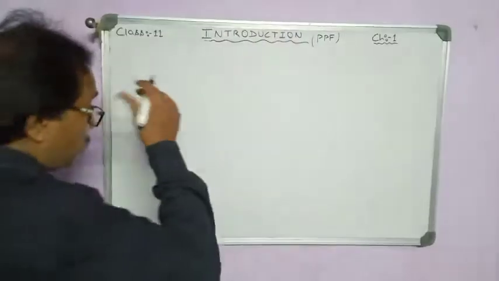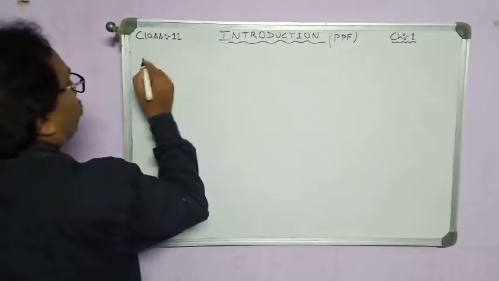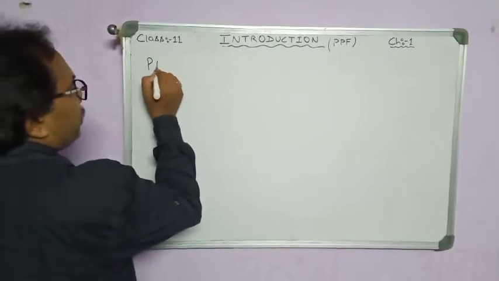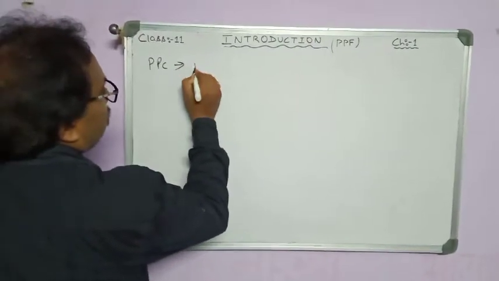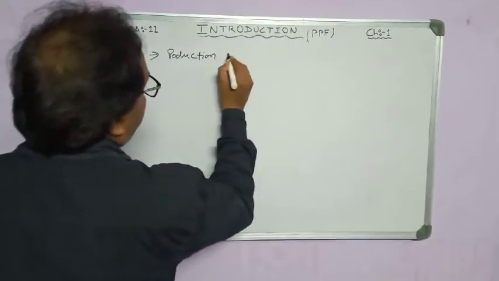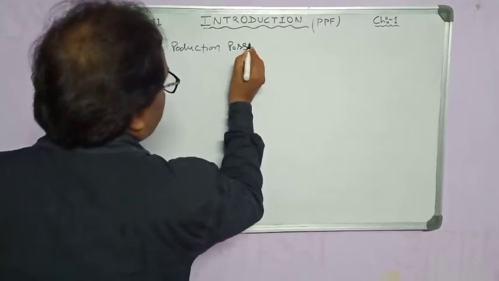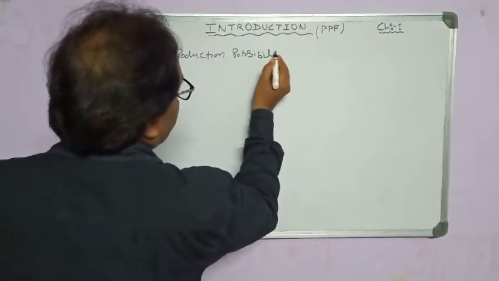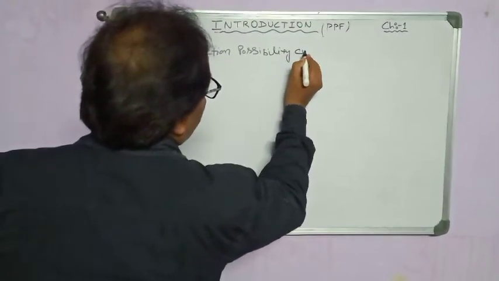Okay, PPF, production possibility frontier. We can also say PPC, production possibility curve.